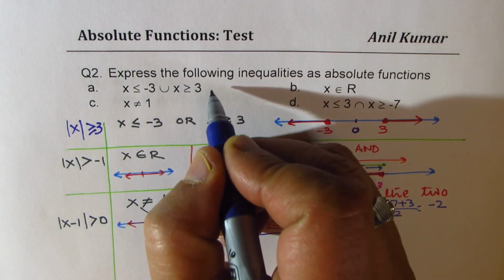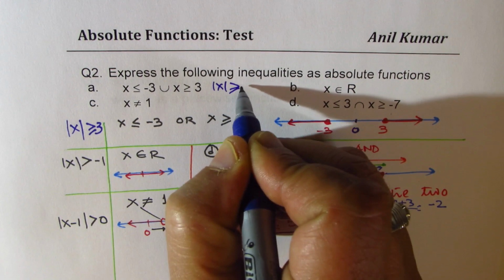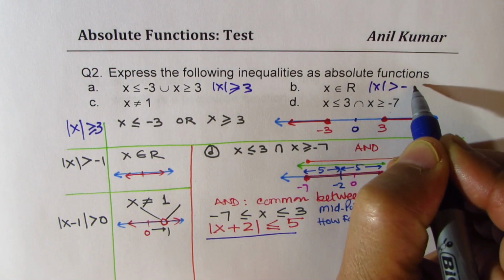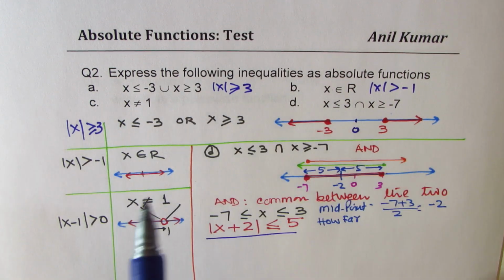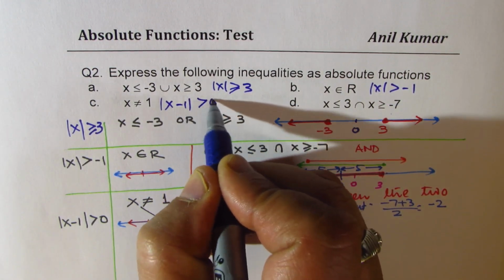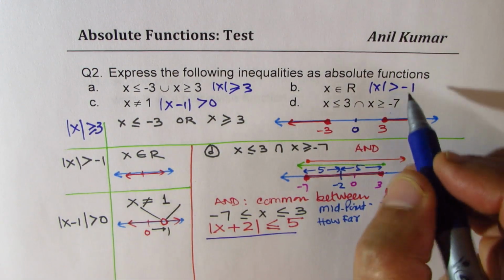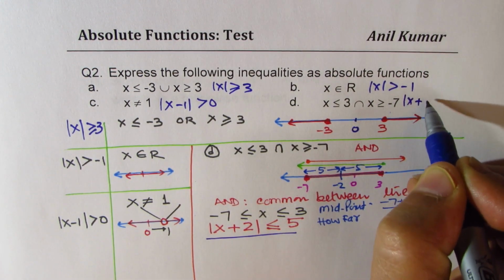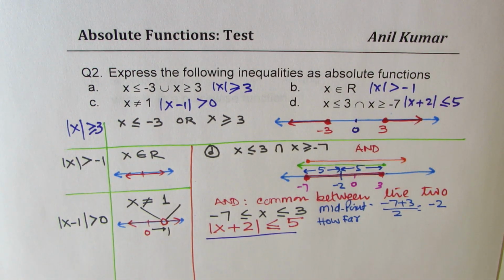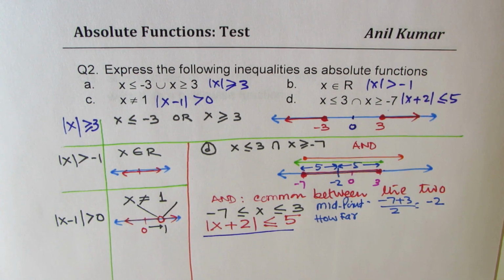So for part A, we have absolute value of x greater than or equal to 3. Here we have absolute value of x greater than any negative number. Here we have absolute value of x minus 1 greater than 0. And in this case, what we got was absolute value of x plus 2 less than or equal to 5. So I hope you find it very interesting. Let's move on and solve question number 3.